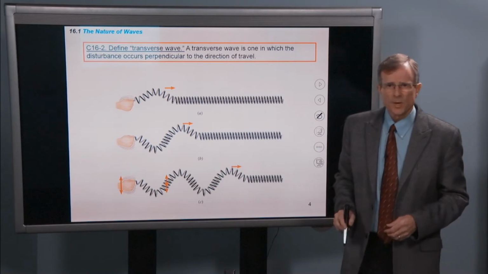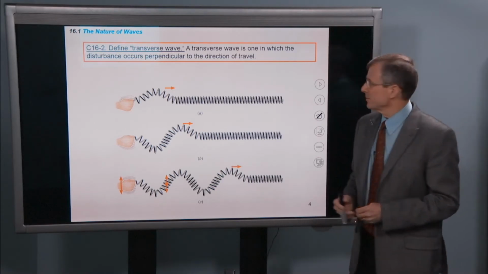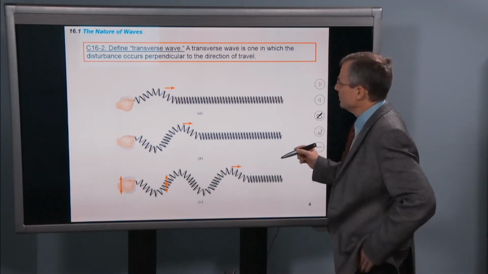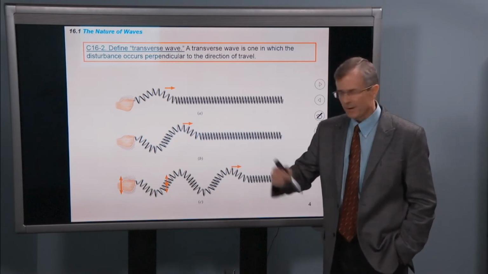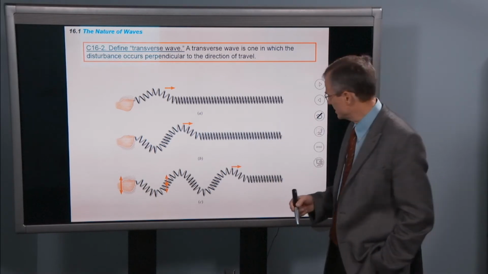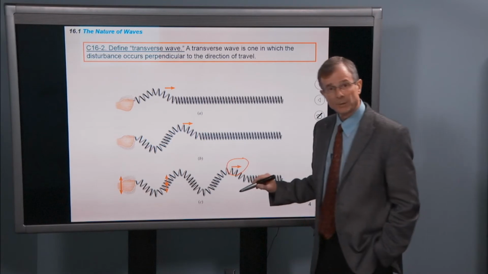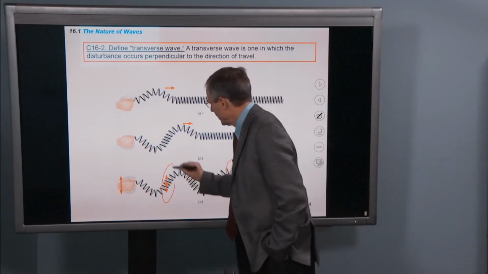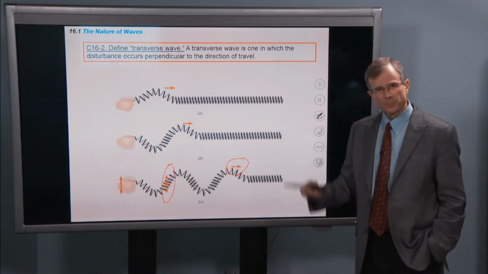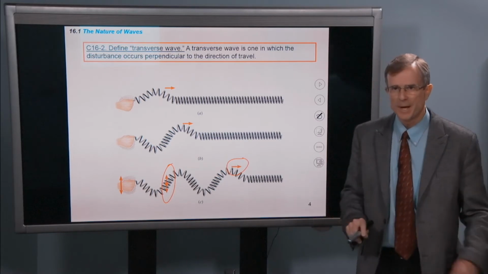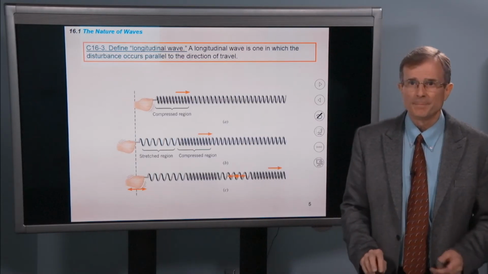So a transverse wave is the second concept. A transverse wave is one in which the disturbance occurs perpendicular to the direction of travel, exactly what we were talking about in the previous slide. Direction of travel, direction of the disturbance, perpendicular to the direction of travel. Nothing more to it than that.